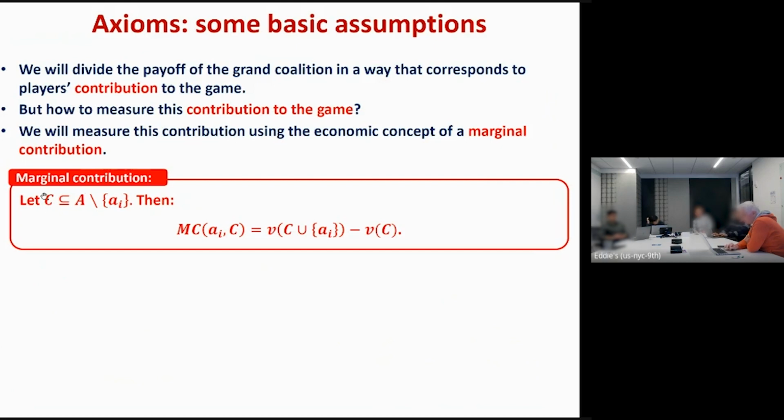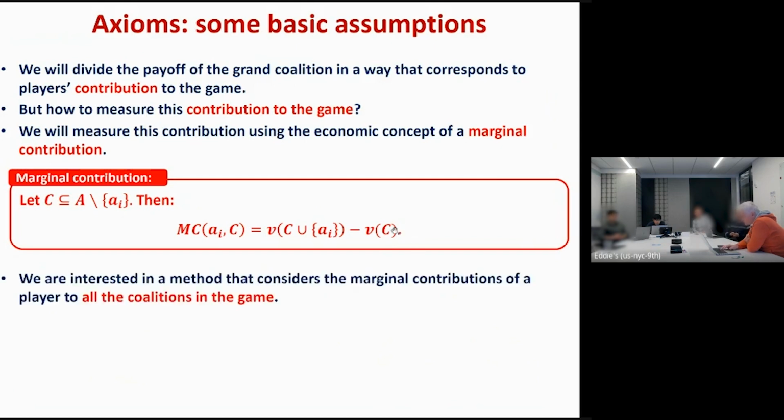You have a coalition, and you want to define the marginal contribution of a player i to this coalition. The marginal contribution is the difference between the value of a coalition with this player minus the value of the coalition without this player.